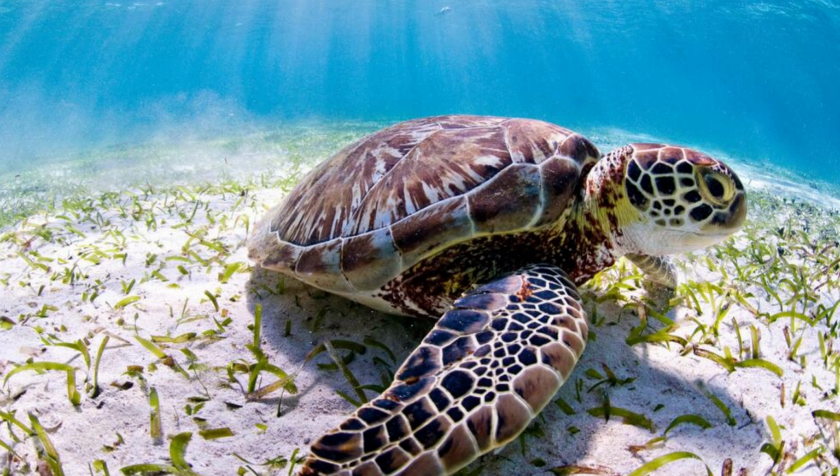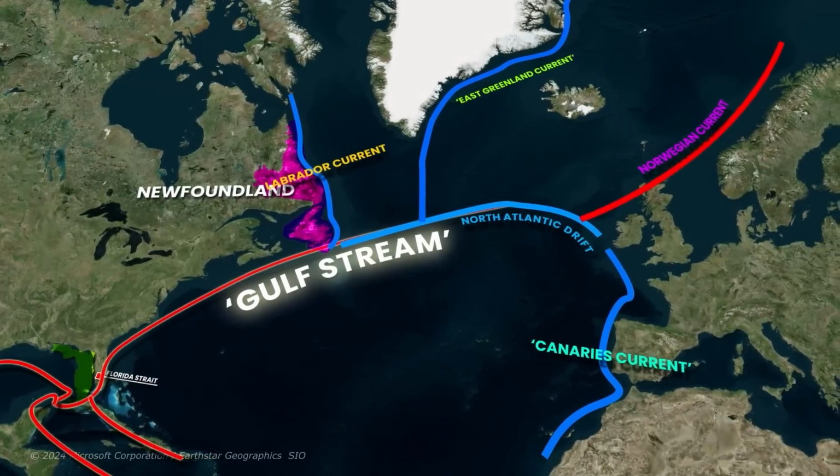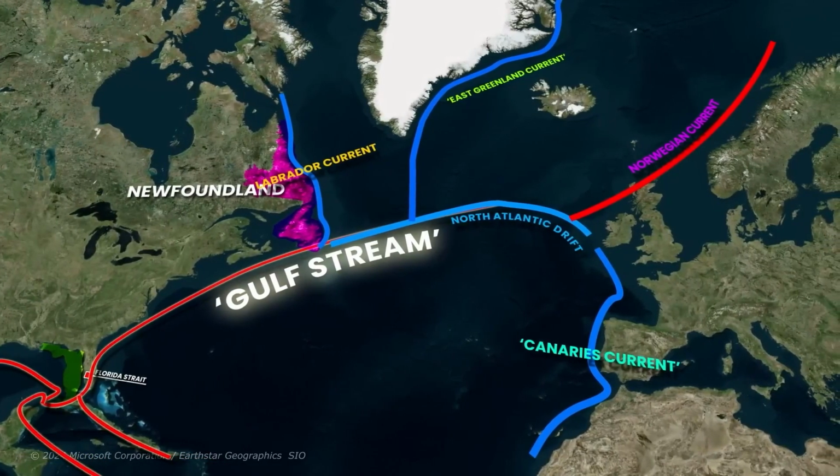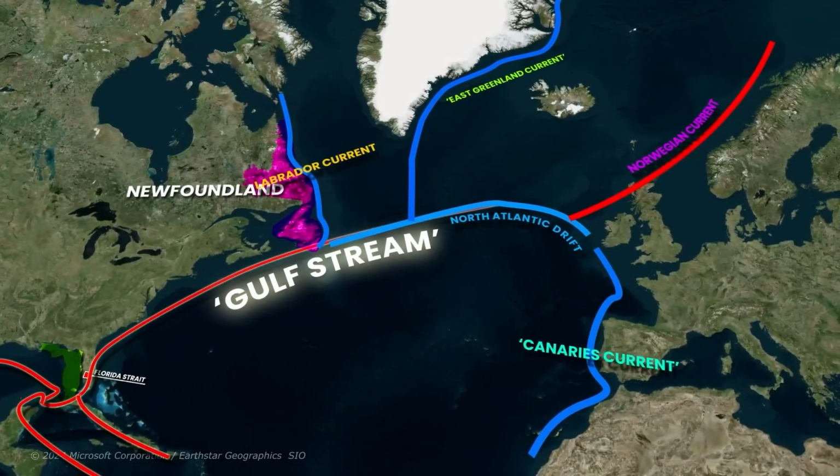Conclusion. Ocean currents and circulation systems are essential components of Earth's climate system, affecting weather patterns, climate regulation, marine ecosystems, and global heat distribution. Understanding these currents is key to predicting climate change and managing marine resources effectively.